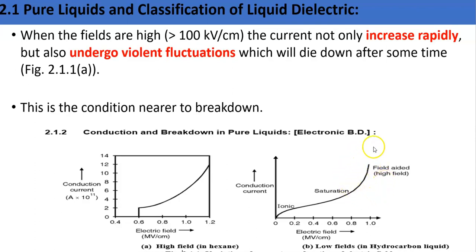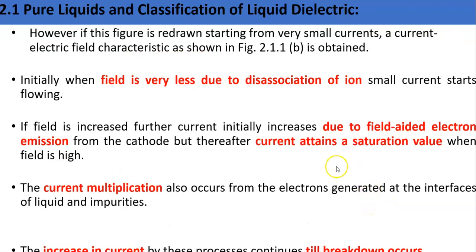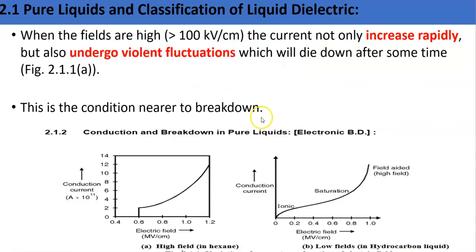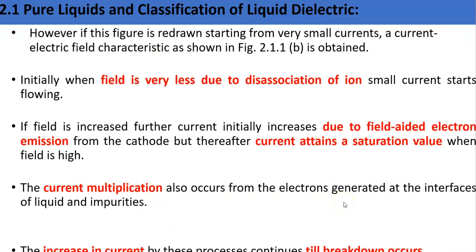Now the question is why current increases even if it is a very good insulating material. What happens inside, and how does breakdown occur? That is our discussion with the different theories. You can see here two figures explained, with pure hexane, and for this hydrocarbon. This is pure, this is commercial.